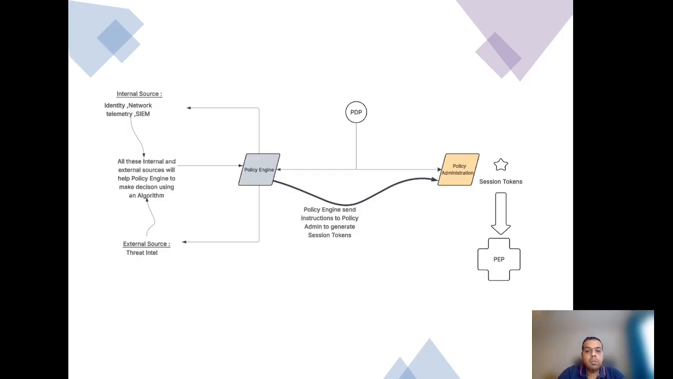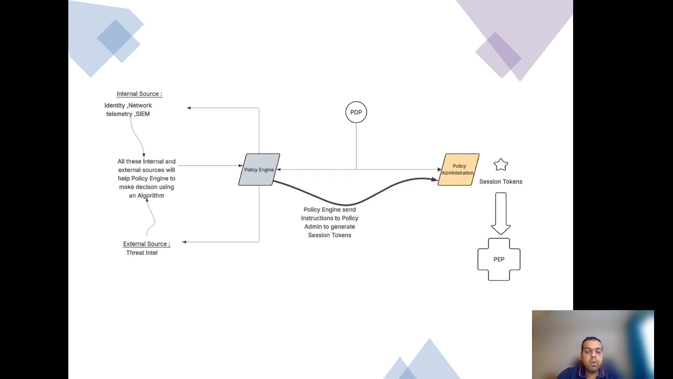Once the decision is made, policy engine sends the instruction to the policy administrator to generate some session tokens, and those tokens will then be transferred from PDP to the policy enforcement point. So these session tokens are basically the authentication tokens, and based on those authentication tokens, PEP makes the decision.